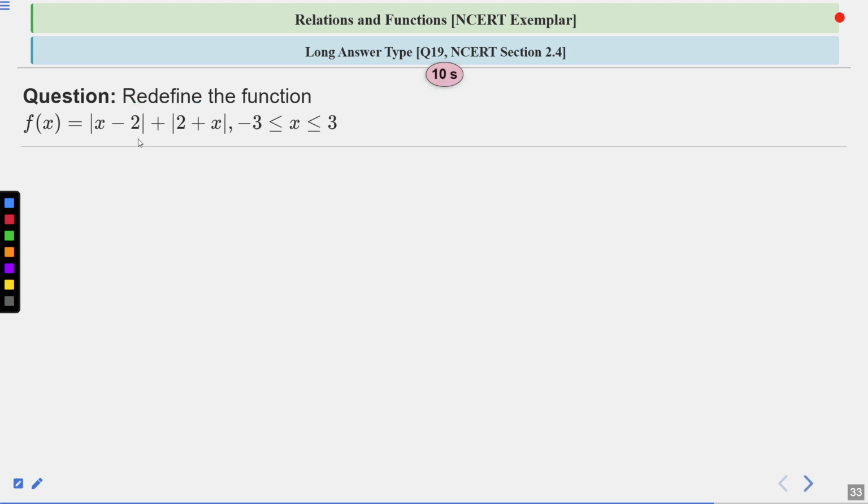You'll have some seconds to try this problem, then afterwards we will move on to the solution slide. So your time starts now.